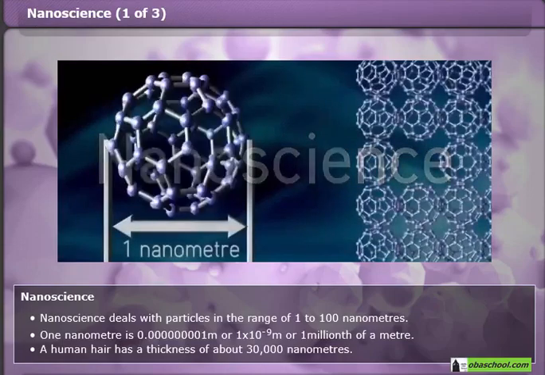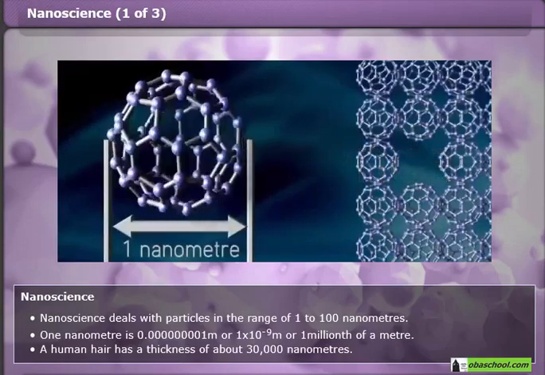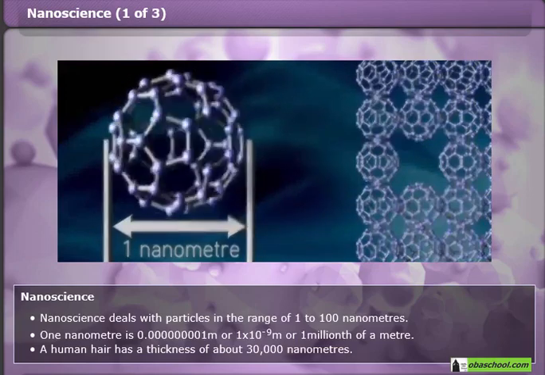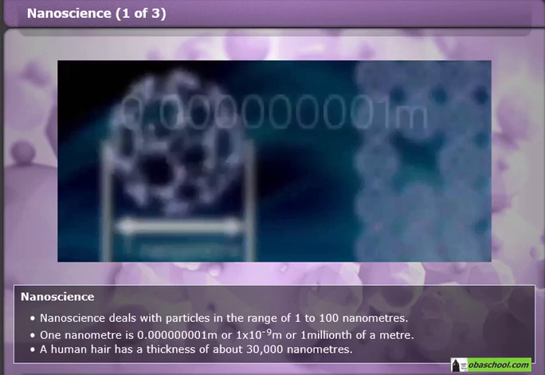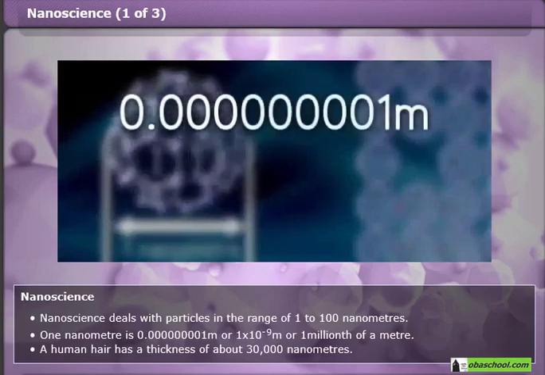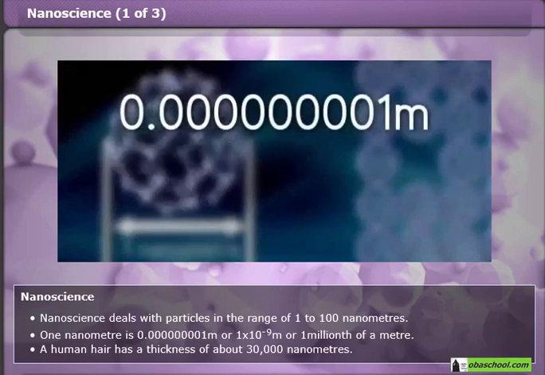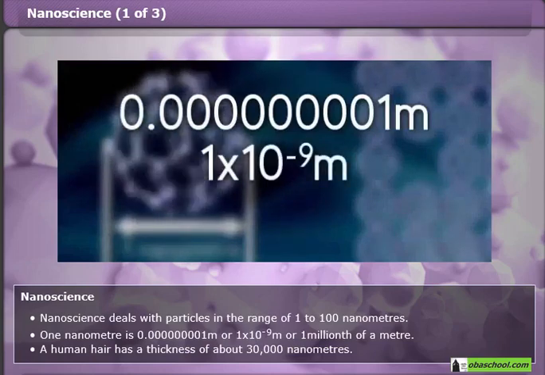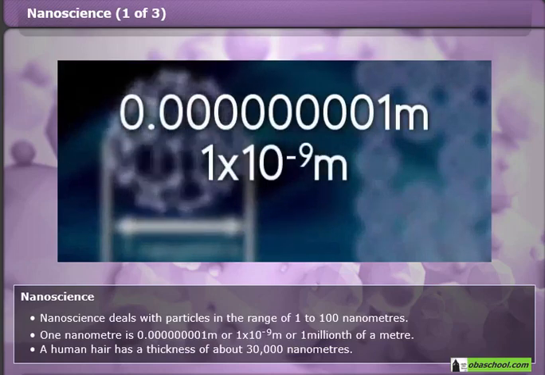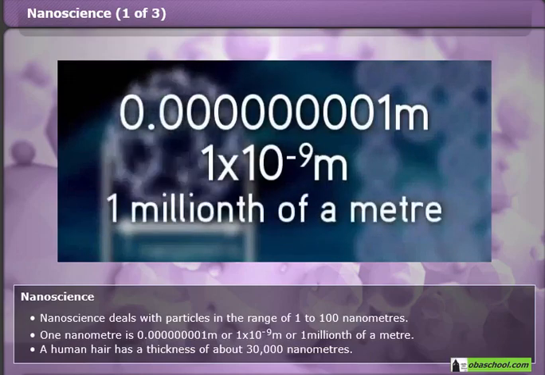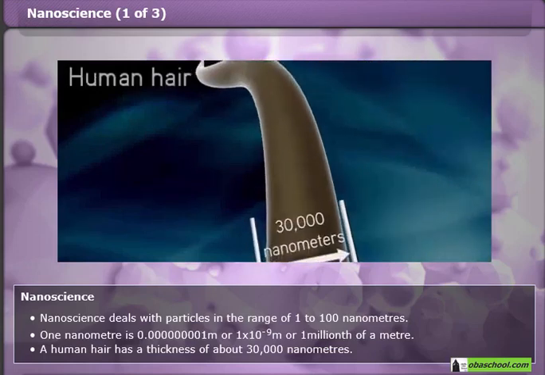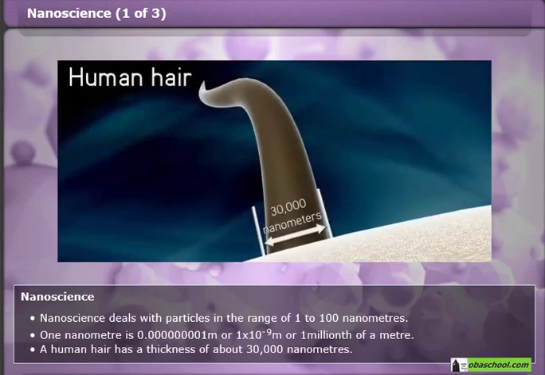Nanoscience. Nanoscience deals with particles in the range of 1 to 100 nanometers. 1 nanometer is 0.0000000001 meter, or 1 times 10 to the minus 9 meters, or 1 millionth of a millimeter. A human hair has a thickness of about 30,000 nanometers.